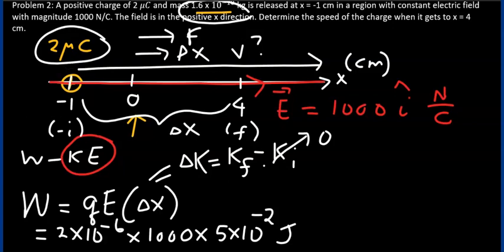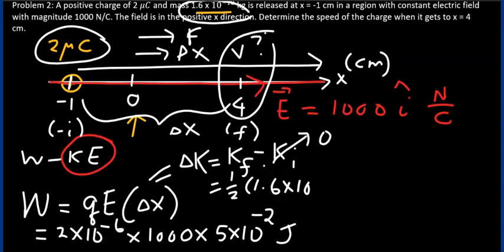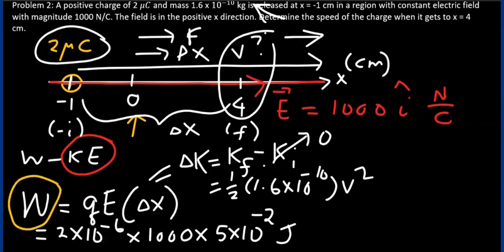The final kinetic energy of the charge, namely the kinetic energy when it gets to x equals 4, is given by half the mass of the charge, which we know, 1.6 times 10 to the power minus 10 kg, it's given right there, times the square of the speed that we want to compute. Note that the kinetic energy is actually increasing because the charge is speeding up in that direction. And this is due to the positive work being done on the charge.